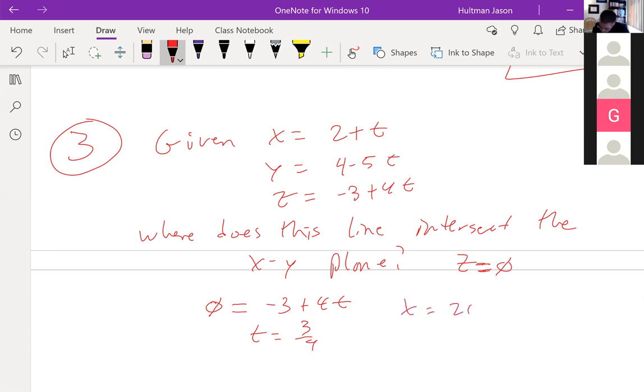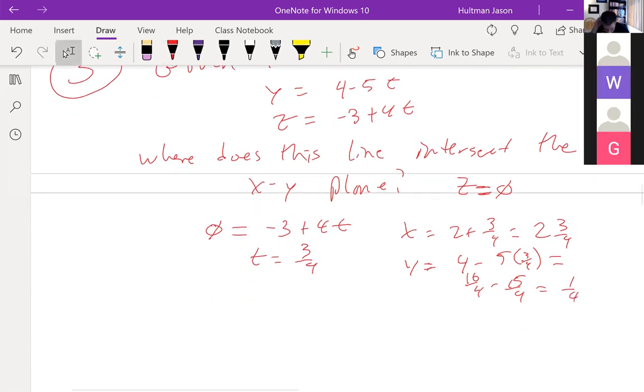Isn't x equal to 2 plus 3/4, or 2 3/4? Isn't y equal to 4 minus 5 times 3/4, which is equal to what? 4 minus 15 fourths. So 16 fourths minus 15 fourths is 1/4.